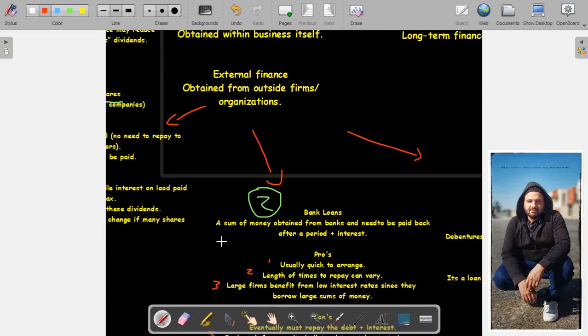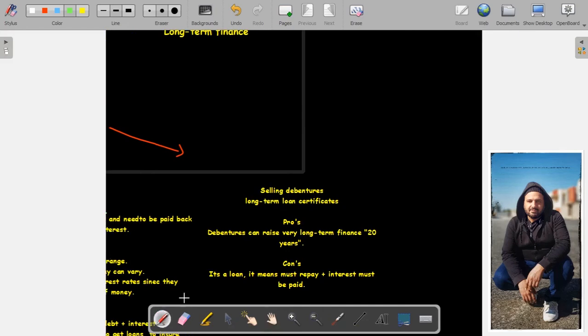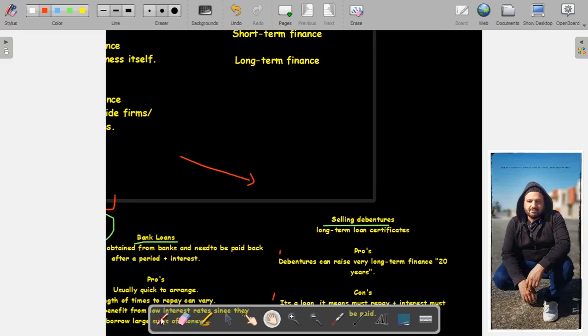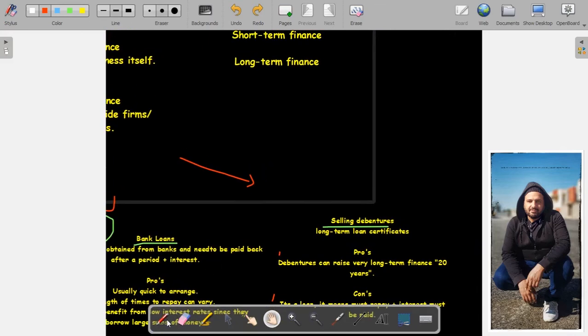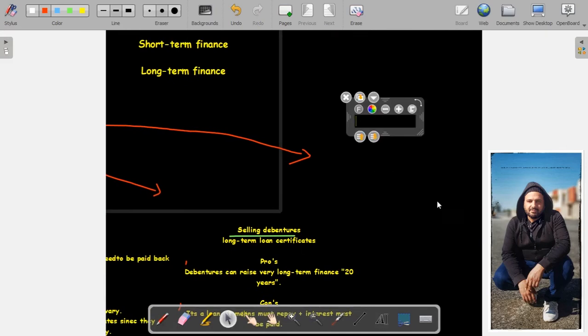Remember here, bank loans and the selling of debentures. There's one advantage and there's one disadvantage. Let's talk about another one. It's about the factoring of debts. This is another concept, factoring of debts. Factoring debts is another external source of finance.